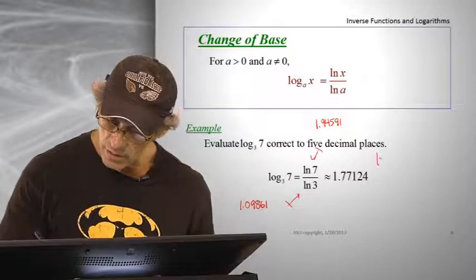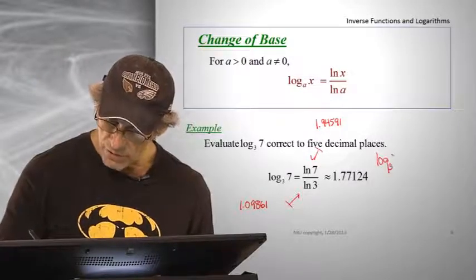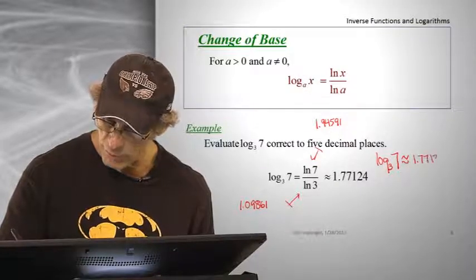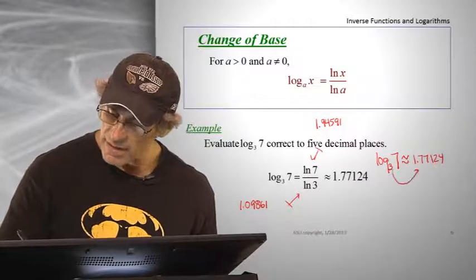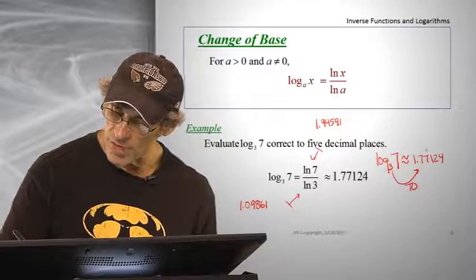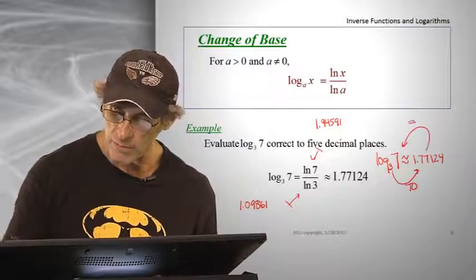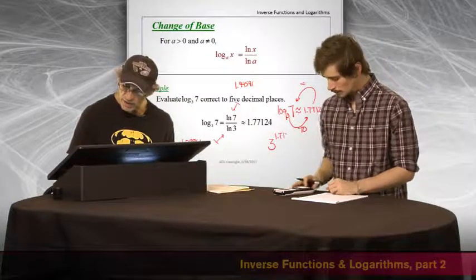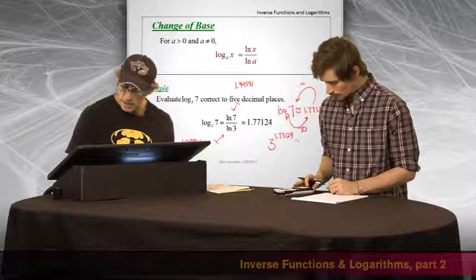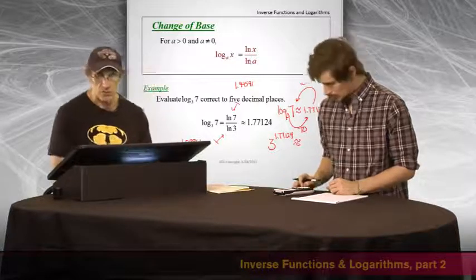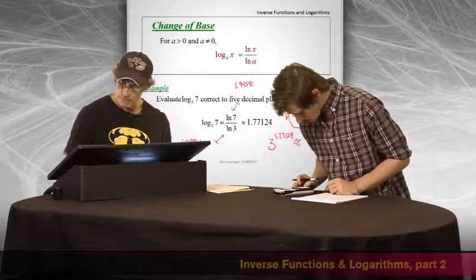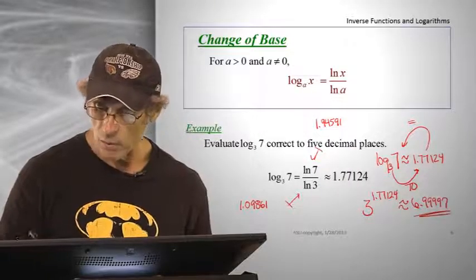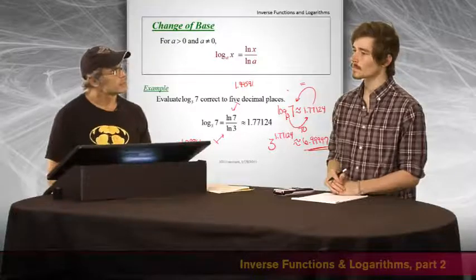Let's just check it real quick. If we're saying log base 3 of 7 is approximately 1.77124, then this means that 3 to that value should equal 7. So take 3 and raise it to the 1.77124, and out to 5 places, read me the result. It's 6.99997. And we have a quick way of checking our answer.